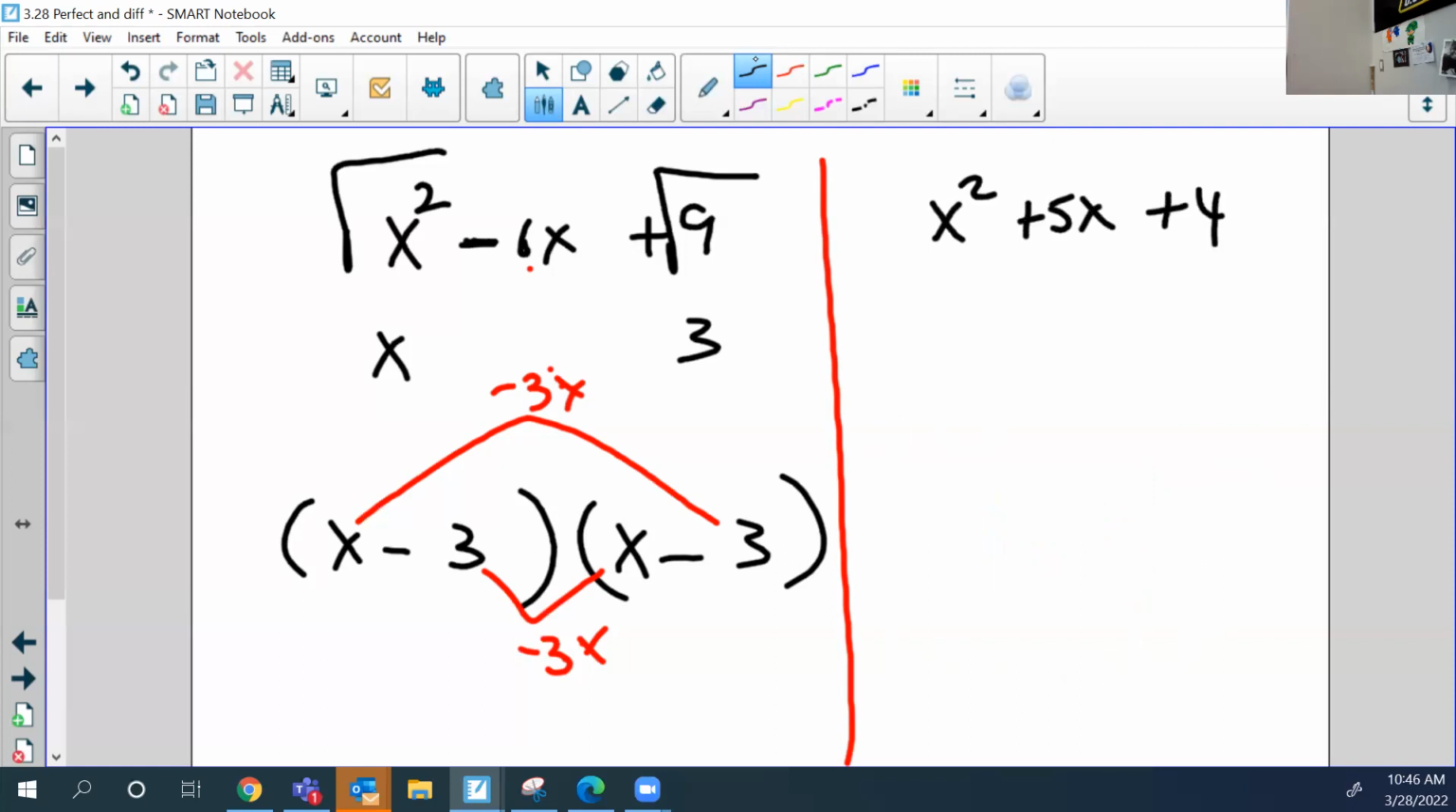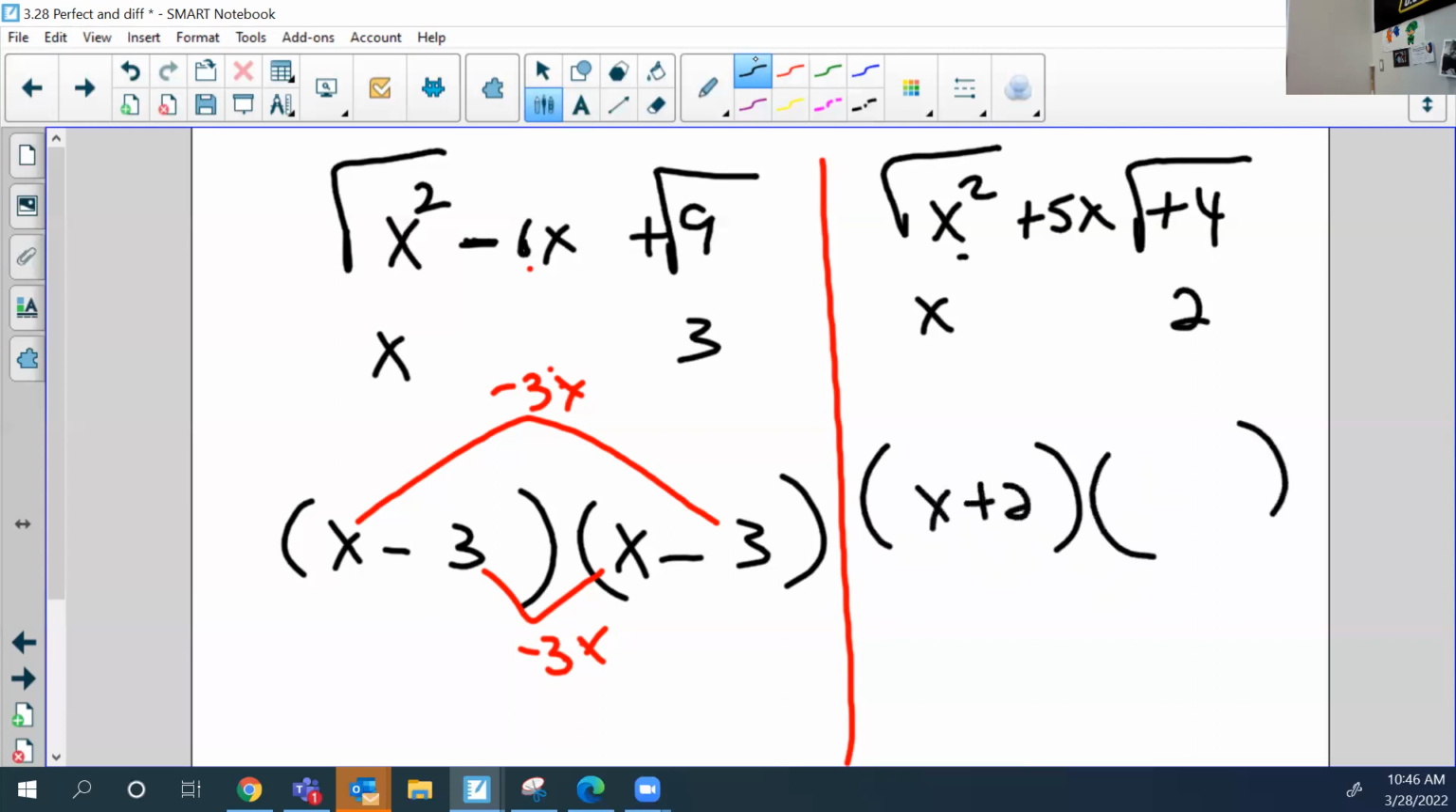It is a trinomial. Yes, 3 terms. The first term is a perfect square. The last term is a perfect square. Yes. So I'm going to take the square root of the first term, which is x, and the square root of the last term, which is 2. So I'm going to have my parentheses now.